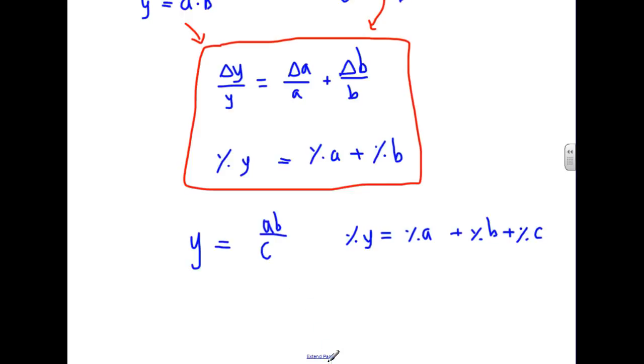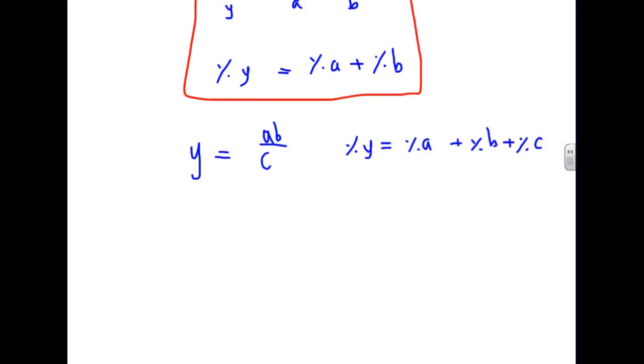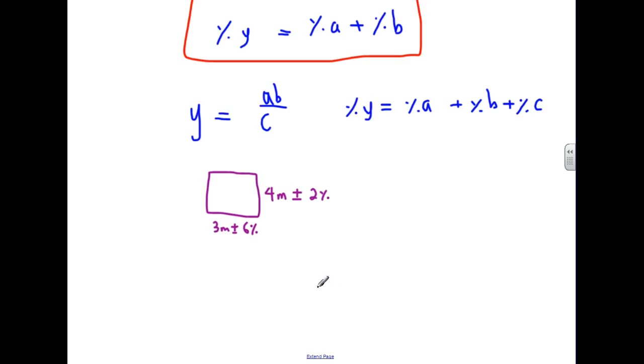Okay. So let's say you measure a square. No, a rectangle, not a square, it's a rectangle. And this side is 4 meters plus or minus, let's say, 2%. And when I say plus or minus 2%, I mean 2% of 4. And this side is 3 meters plus or minus 6%. What's the area and the uncertainty in the area?